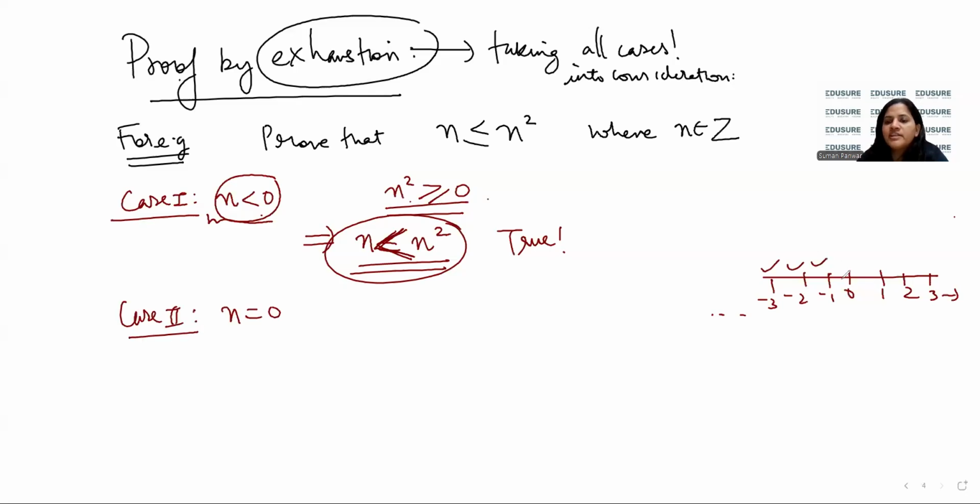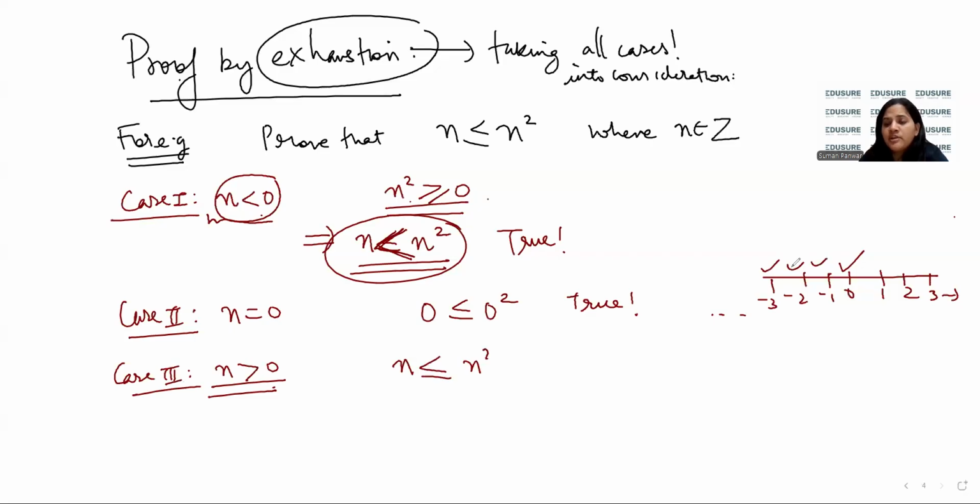So all the negative integers are taken care of. If you take n equals to 0, 0 less than or equal to 0 square. True. So I have taken care of 0 also. Case 3, n is positive. So for any positive natural number, it is always less than or equal to its square because n is a natural number now. So 1 is less than or equal to 1 square, 2 is less than or equal to 2 square, 3 is less than or equal to 3 square, and so on. So this is taking care of all the cases now. This is known as proof by exhaustion because we have taken care of each and every integer over here. Okay.